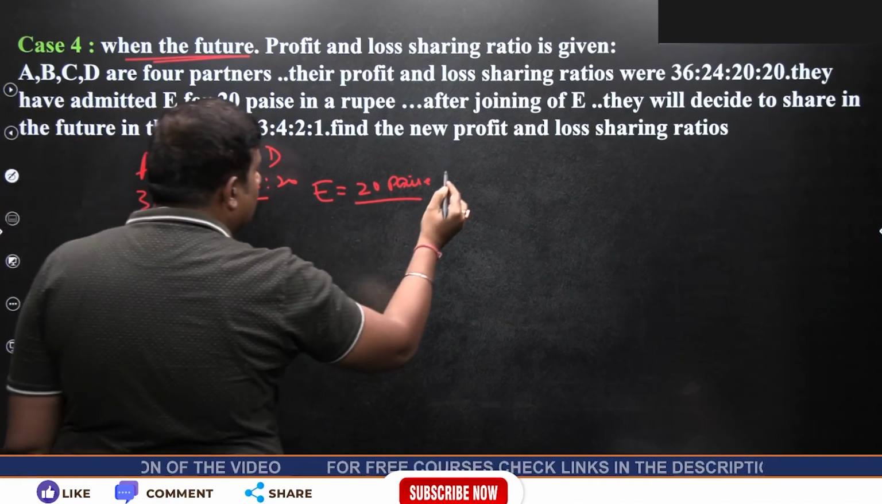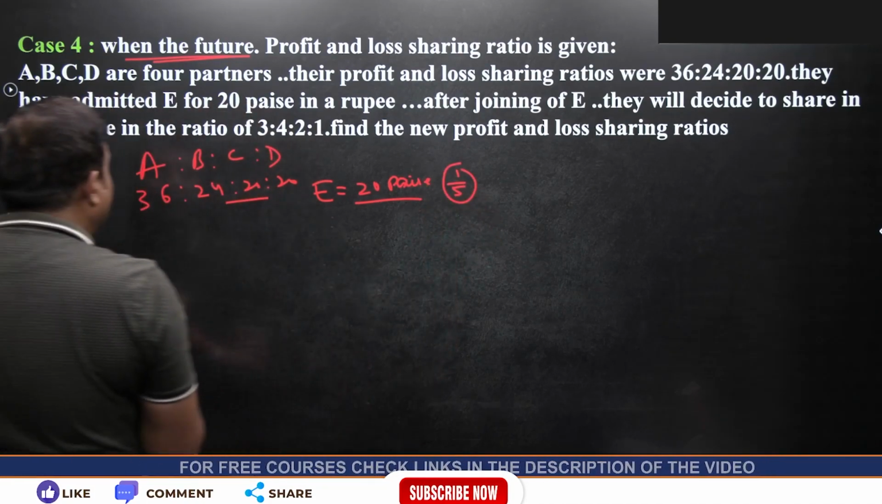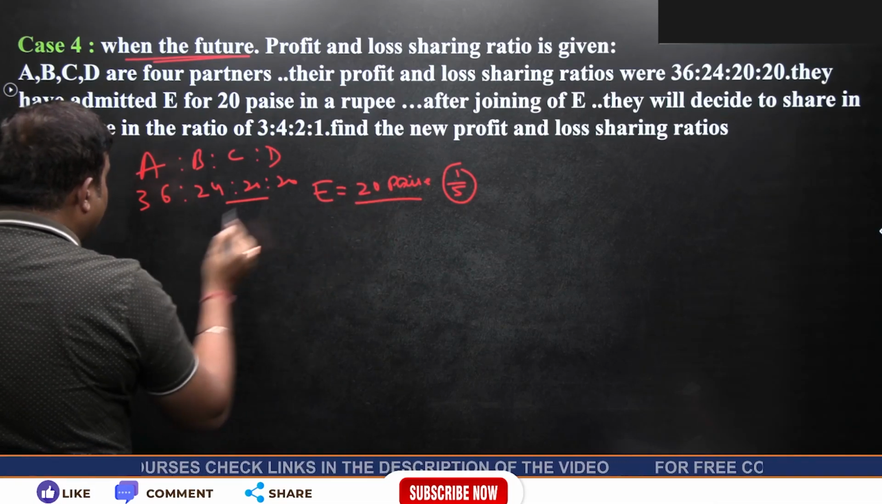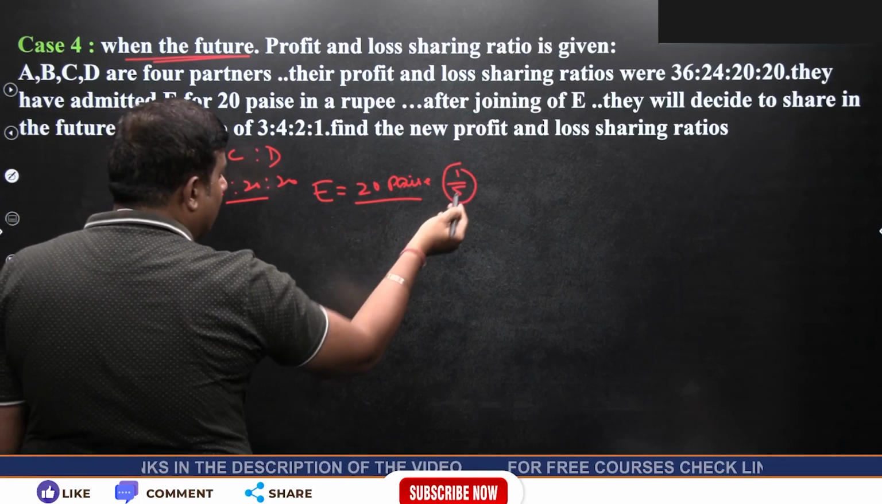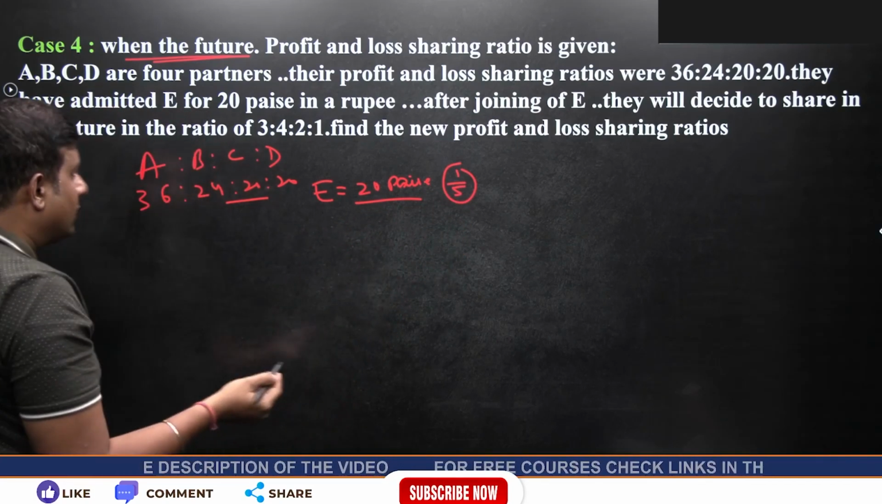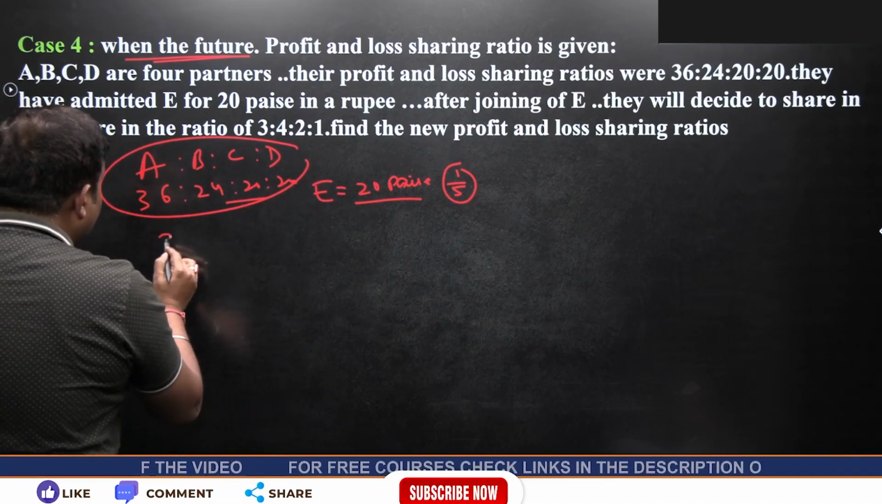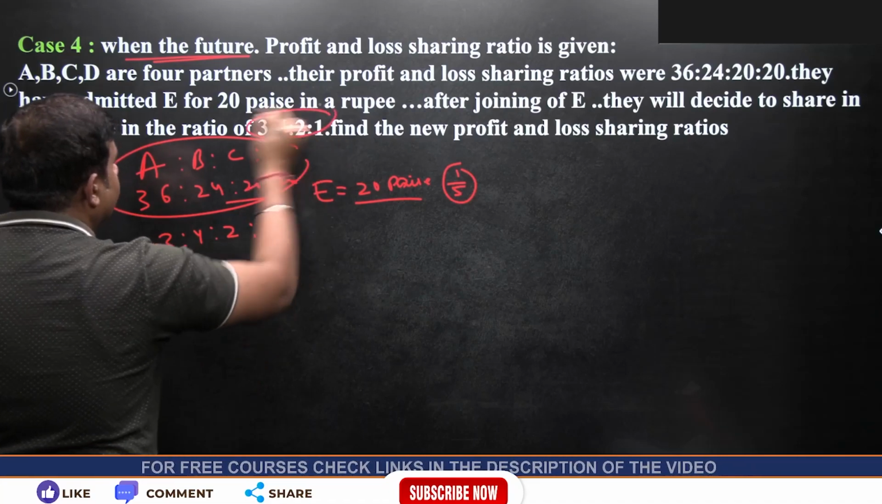So 20 paisa refers to simply 1/5 of 100 paisa, I mean 1 rupee. After joining of E for 1/5 share, they will decide. So we have already admitted E into the partnership firm. Now who's going to decide? Definitely A, B, C, D will decide to share in the future in the ratio of 3:4:2:1. This is the ratio.